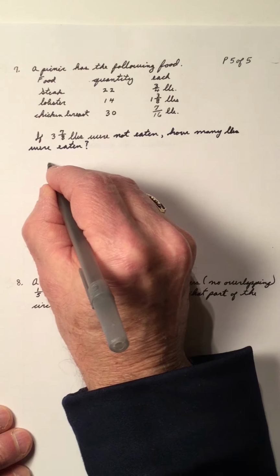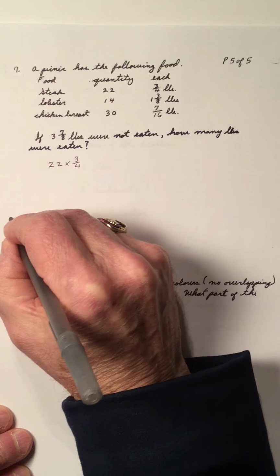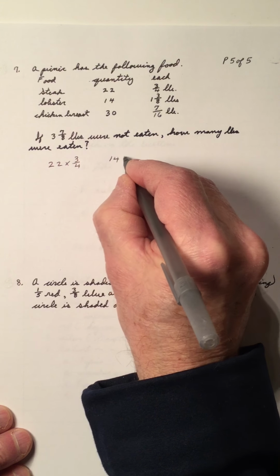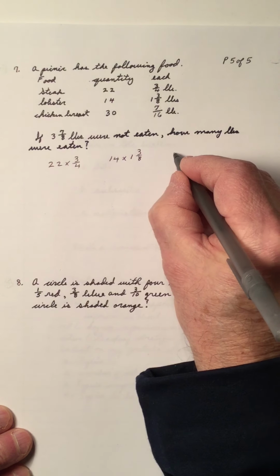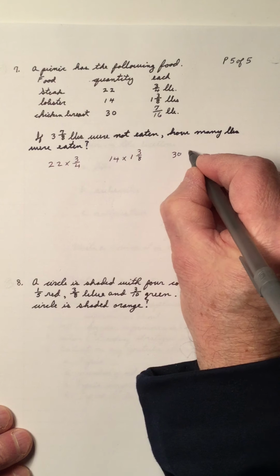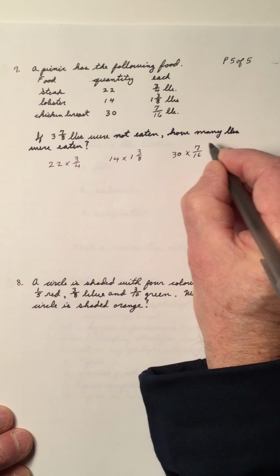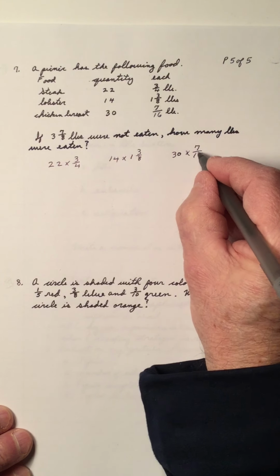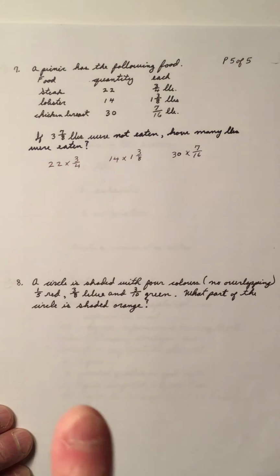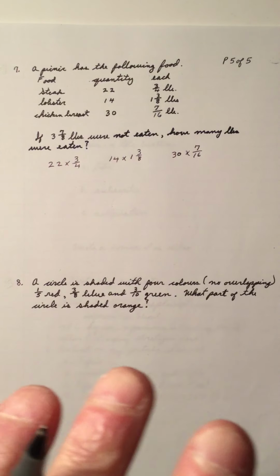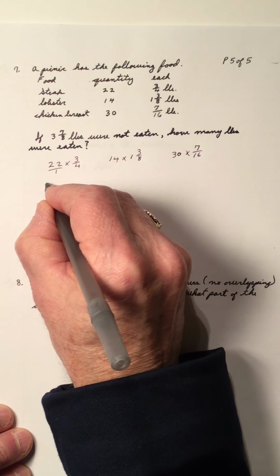So we had steak, 22, and they weighed 3/4 of a pound. We had 14 lobsters, and they weighed 1 3/8 pounds. We had 30 chicken, and they weighed 7/16, which is a little over half a pound, because 8 out of 16 is half, a little less than a pound. If we multiply these out, we'll get the amount of steak eaten, lobster eaten, and chicken breast eaten.